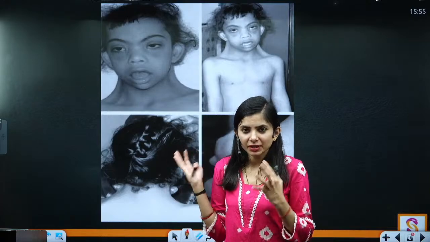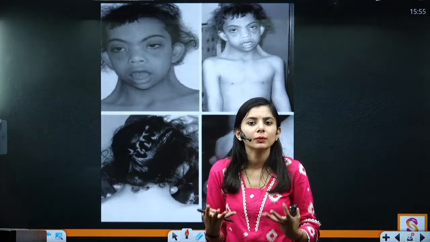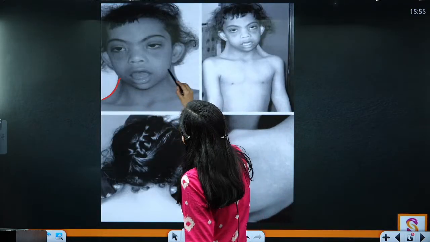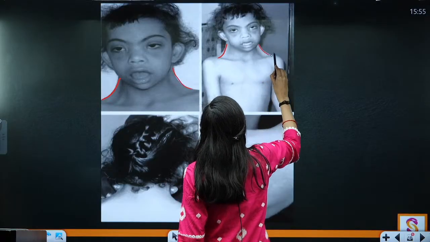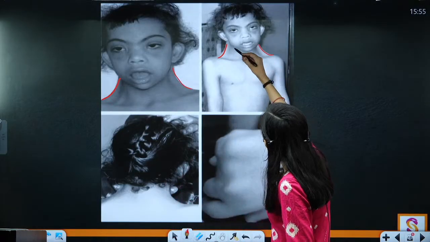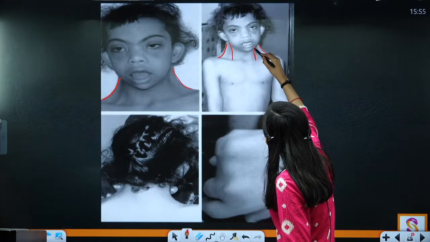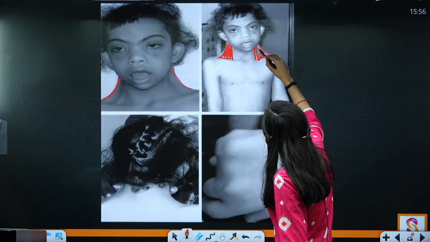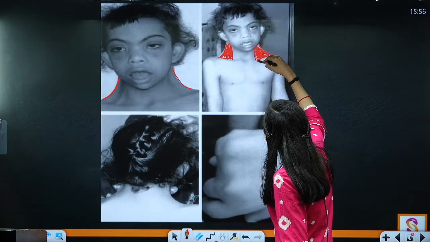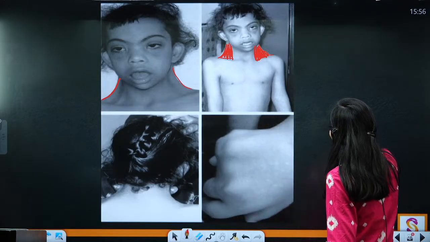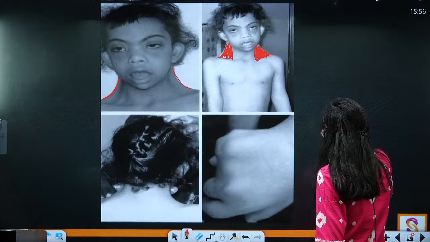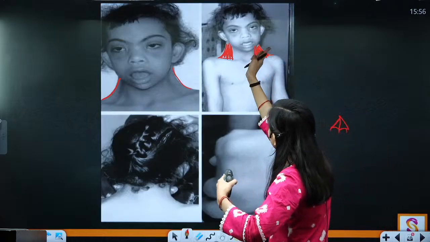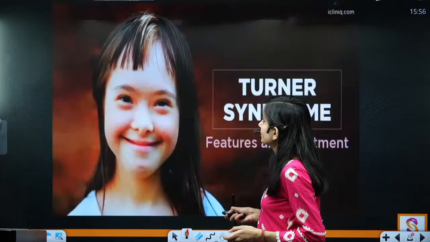So the person is not going to do their work as specifically as they can. In this case, the child is going to have the webbed neck. Here you can see, this is the webbed neck. Usually, could you understand that the neck should be like this? This part is specified as the webbed part. You must have seen the webbed foot, which used to be there for aquatic animals. In that way, the webbed neck used to be there in Turner syndrome.